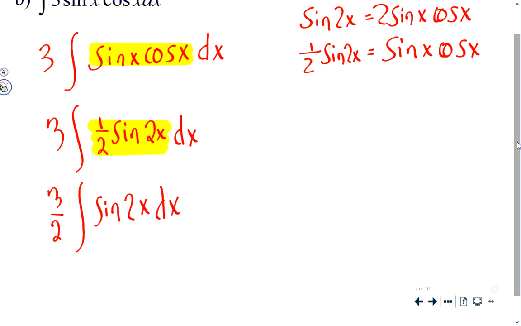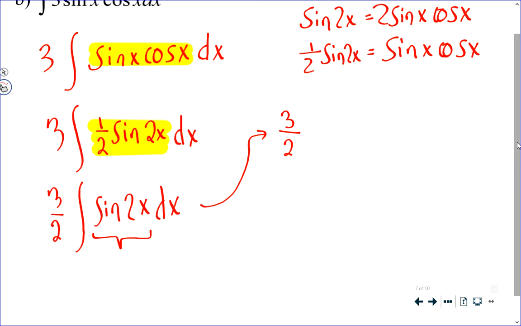Moving any constant, numerical coefficient out in front of the integration sign makes your job easier. Because when you anti-differentiate, you're always only looking at the integrand. We don't need to be confused by the 3/2. We are anti-differentiating now sine of 2x. So now I have my 3/2. I don't have to worry about the 3/2 when I'm anti-differentiating, but it's still part of my answer.